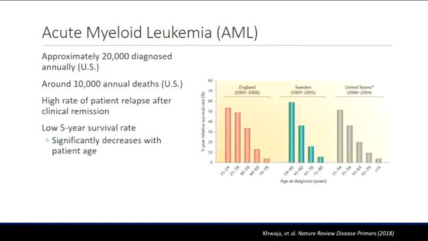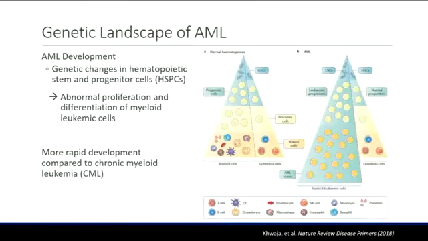And so with AML, approximately 20,000 people are diagnosed in the United States annually, and around 10,000 annual deaths in the U.S. It's characterized by a high rate of patient relapse after clinical remission, and it has a very low 5-year survival rate that, as you can see, significantly decreases with patient age.